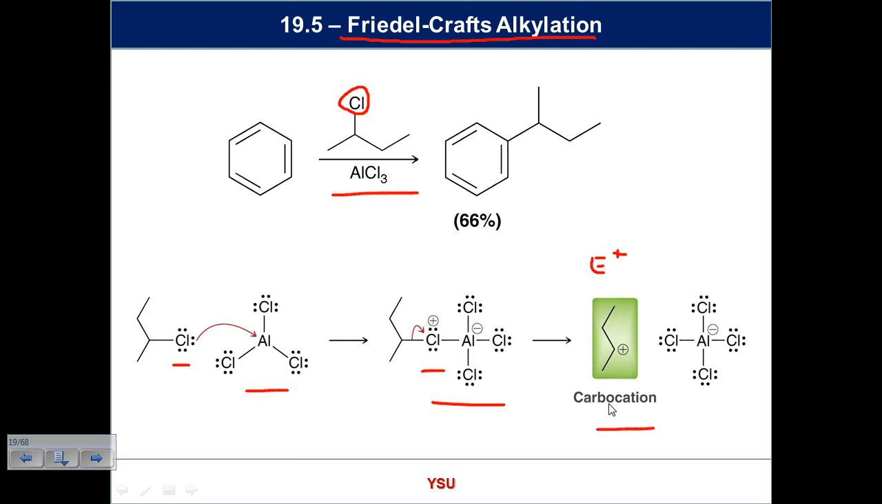Now, in this example, it's no problem. What would this rearrange to, if anything? Is there any possibility to rearrange? And if it did rearrange, what type of carbocation would you get? You get the same, or at worst, you get a primary. So there is no benefit whatsoever for that carbocation rearrangement to take place. So now what we'll do is just attack it with the benzene system, and away we go in our typical reaction mechanism.